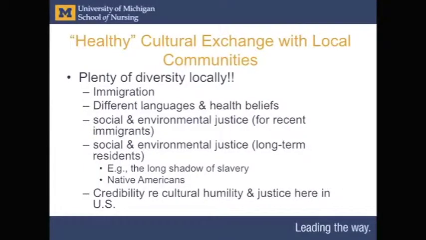Here we are. We have plenty of diversity locally, and I think it's also important to add that in our nursing school itself, in our nursing classes, despite the fact that nursing interacts with all different cultures, the characteristics of the nursing population is fairly homogeneous. So we don't have as much diversity in our practice and our practitioners as would be ideal to match the needs of the country.